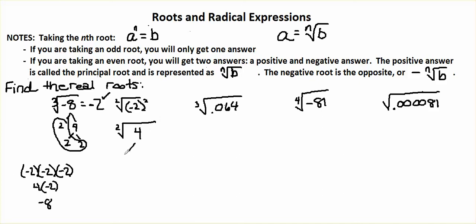And we know that 4 factors into 2 times 2. We're looking for groups of 2. We have one group of 2. So the answer here is positive 2.